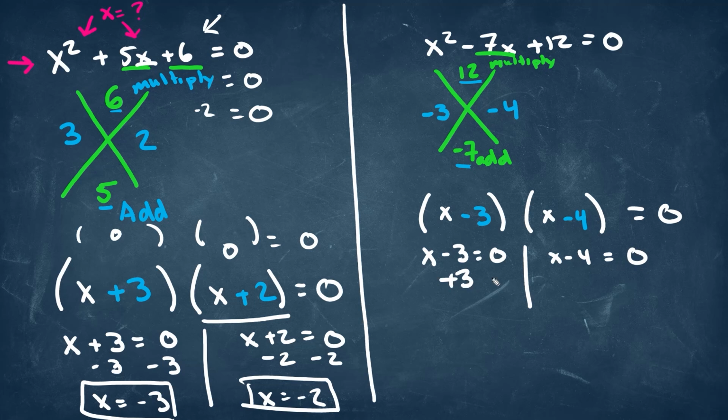So we'll add 3 on this one on both sides to get x is equal to 3 as one of our answers. We'll add 4 on this side, and we're going to get that x is equal to 4 as one of the answers as well.